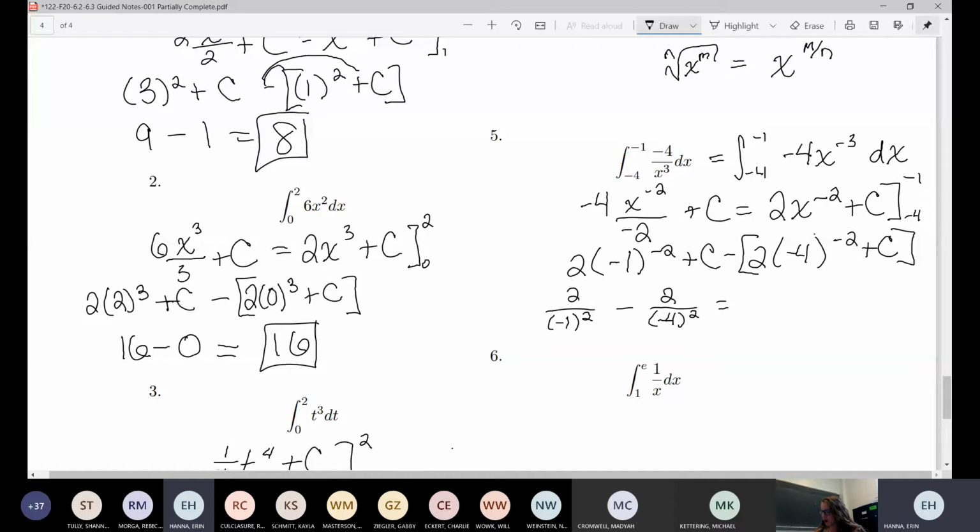Sorry about that. So if I change it back to its fraction form to help me do this in my brain, I'll get 2 over 1 minus 2 over 16. So essentially 2 minus 1/8. If I think about 2 in terms of eighths, I'll get 16 over 8 minus 1 over 8. So 15 over 8 will be my answer.